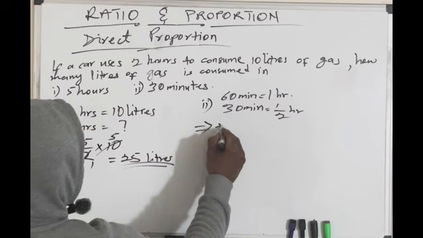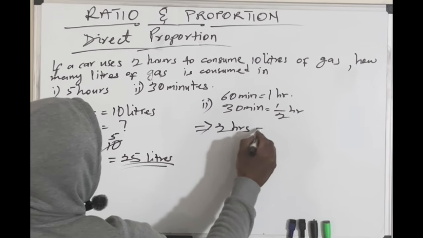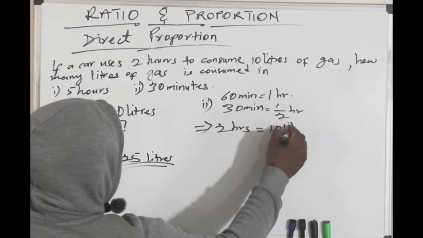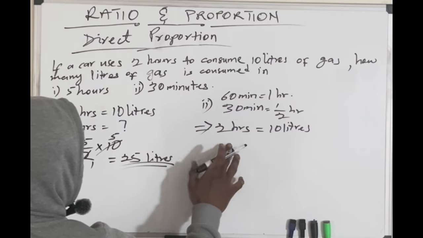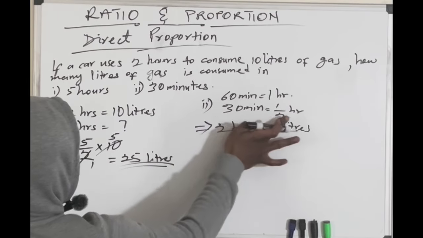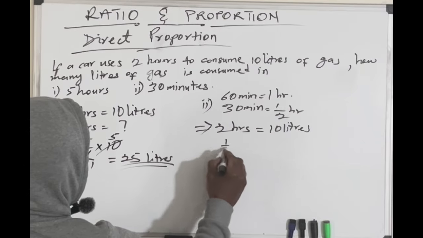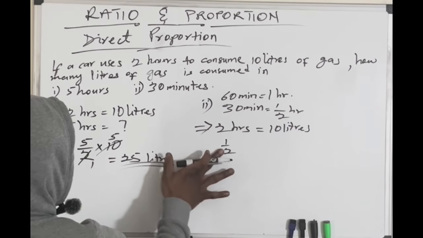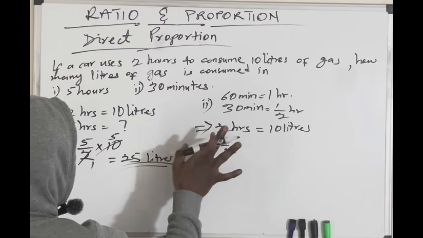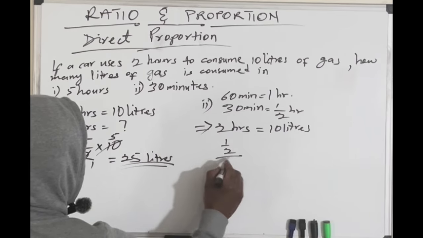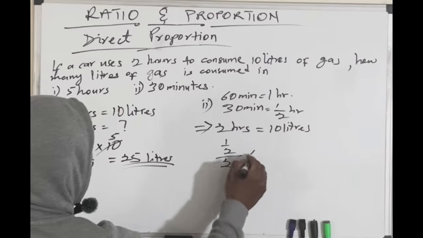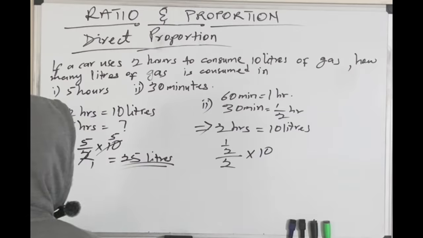So 2 hours is equal to 10 liters. And then we are saying we are working for what? Half an hour. If less, more divide. If more, less divide. This is less, so over the big 2, times the 10. All right.